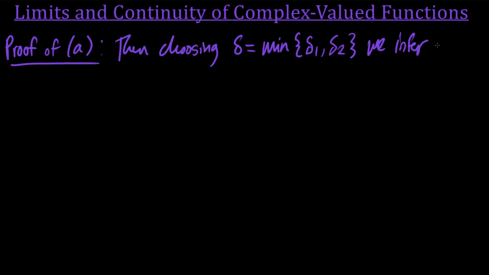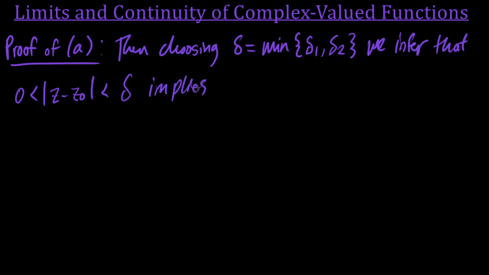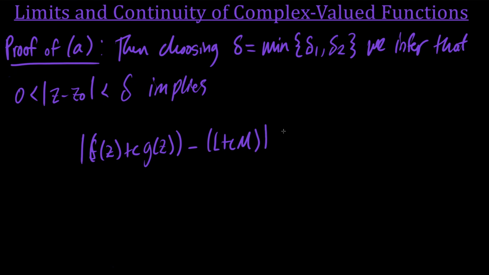we infer that the modulus of z minus z naught being between 0 and delta implies that the modulus of f of z plus c g of z minus L plus cm, and notice that this is getting pretty close to what we want here, is less than or equal to the modulus of f of z minus L, kind of messed up the notation here, z closing parenthesis minus L, plus the modulus of c times the modulus of g of z minus m.